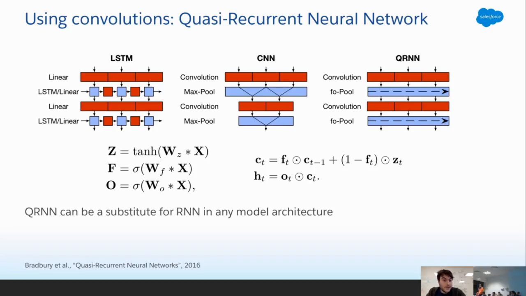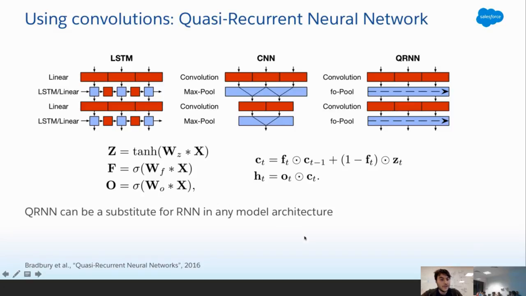So how is it done in practice? We can see the operations here. We compute three elements: the Z element, which is the value vector, and F and O, which are gates. Here X is the input sequence, and the star denotes convolutional operations. So here, just like the CNN, this can be run in parallel for a given sequence.